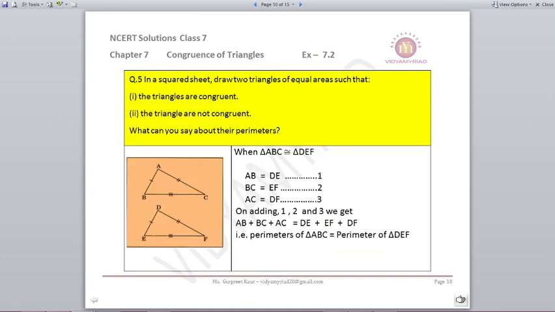Question number 5. In a square sheet, draw two triangles of equal area such that the triangles are congruent and the triangles are not congruent. So I have made triangles ABC and DEF which are congruent by sides. AB is equal to DE, BC is equal to EF, AC is equal to DF. All the sides are equal. So by equating as equation 1, 2 and 3 and adding them all together, you will say that the perimeter of triangle ABC will be equal to the perimeter of triangle DEF.